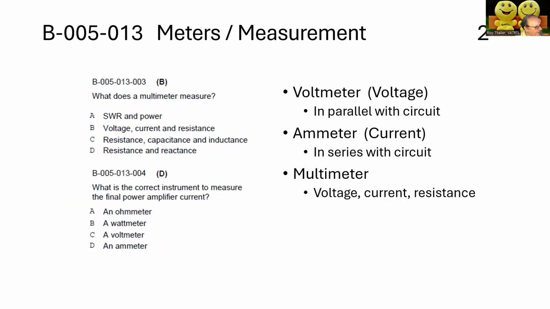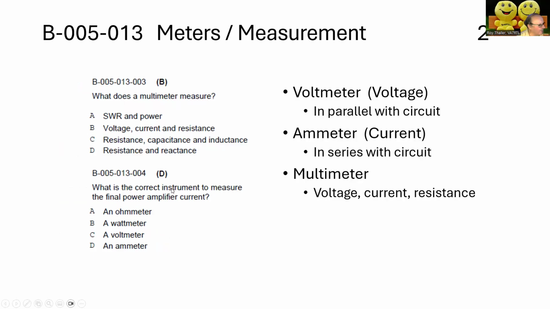What does a multimeter measure? So a multimeter generally measures voltage, current, and resistance. So B would be the best answer. Some of the newer meters could measure resistance, capacitance, and inductance, but would also measure voltage and current. So B is the best answer.